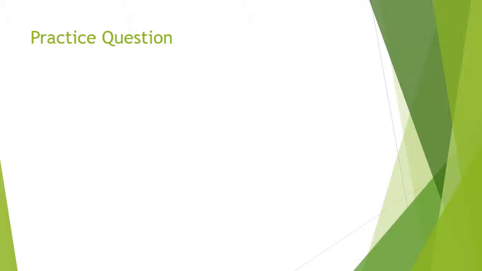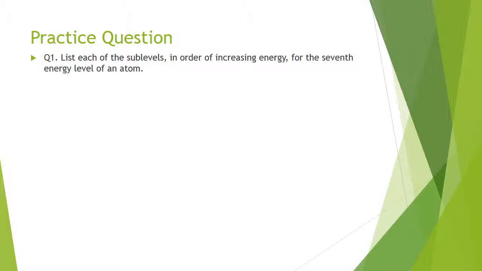Alright, a practice question or two here for you. Read the question, pause the video, see if you can answer it yourself, and then play the video to see if you got it right. So the first question: list each of the sublevels in order of increasing energy for the 7th energy level of an atom.